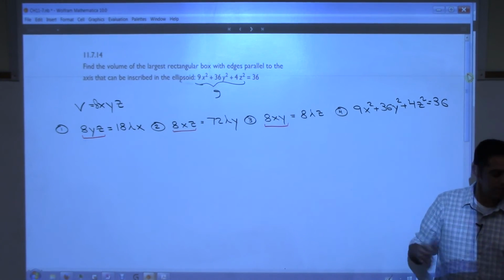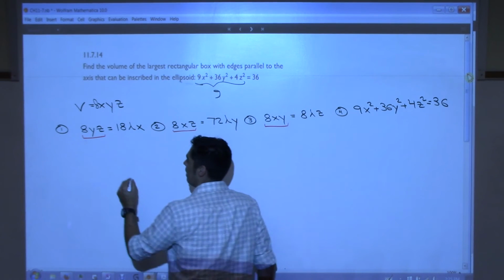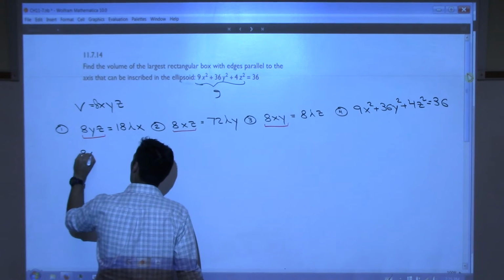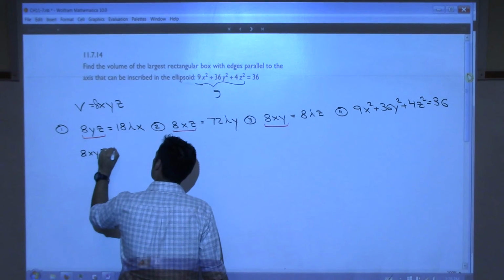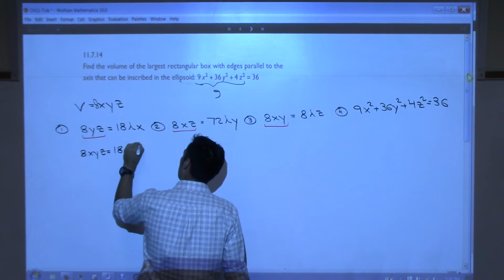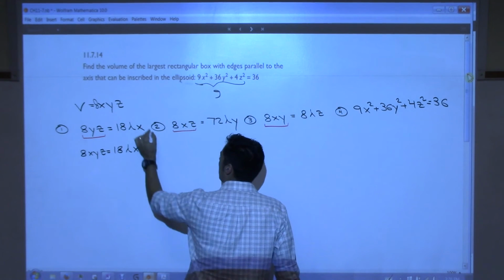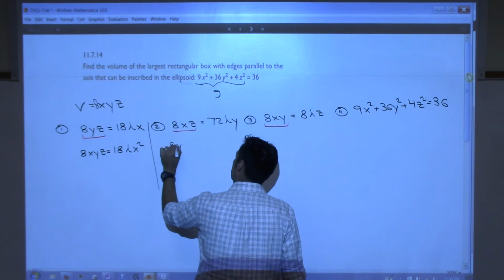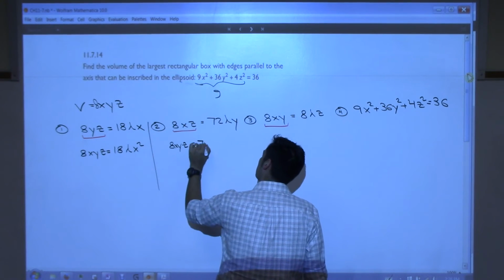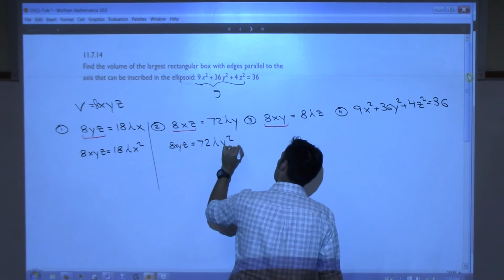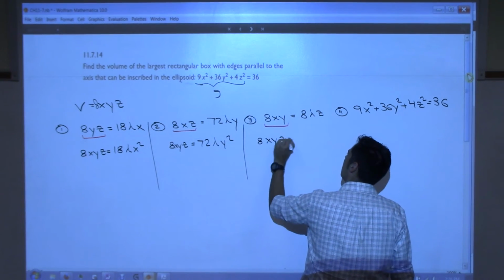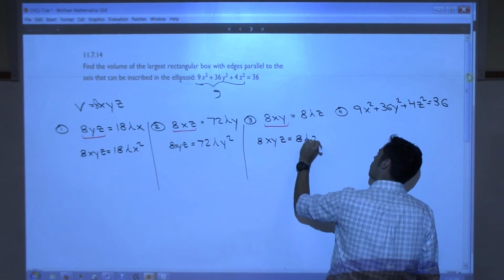All right? Who cares? So I'm going to multiply this by x, which gives me 8xyz equals 18 lambda x squared. This equation, I'm going to multiply everything by y, so 8xyz equals 72 lambda y squared. And then this equation multiplied by z, 8xyz equals 8 lambda z squared.